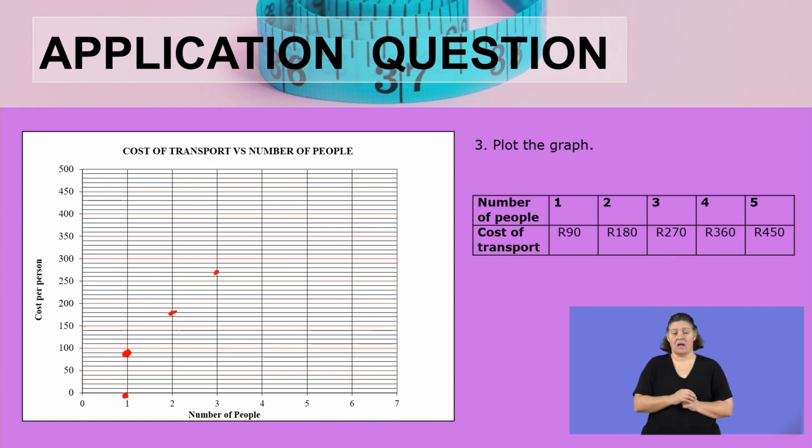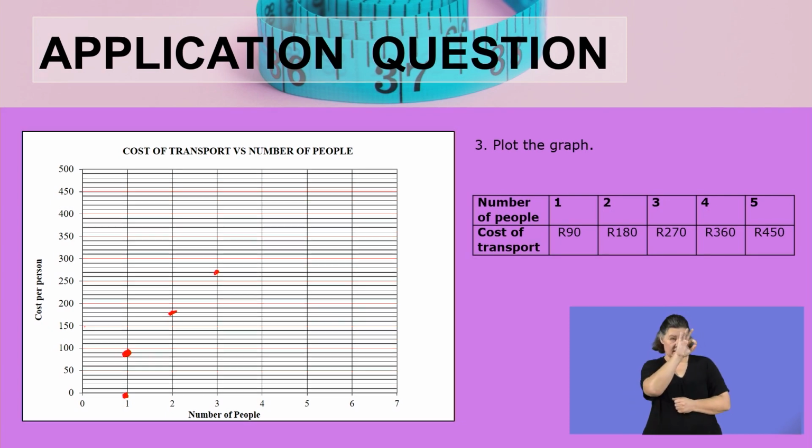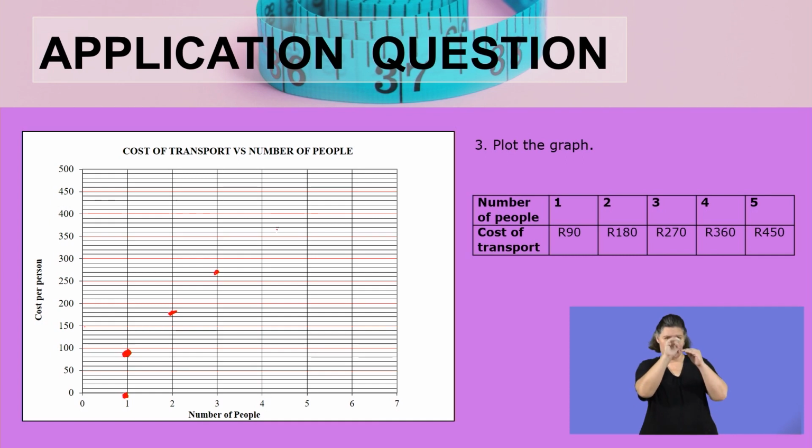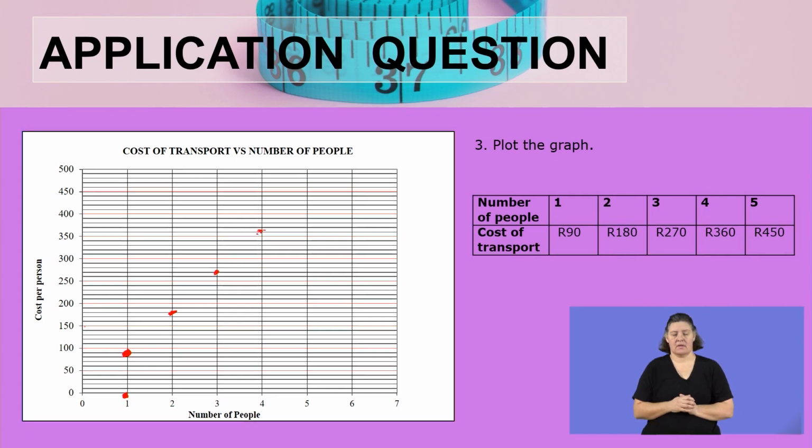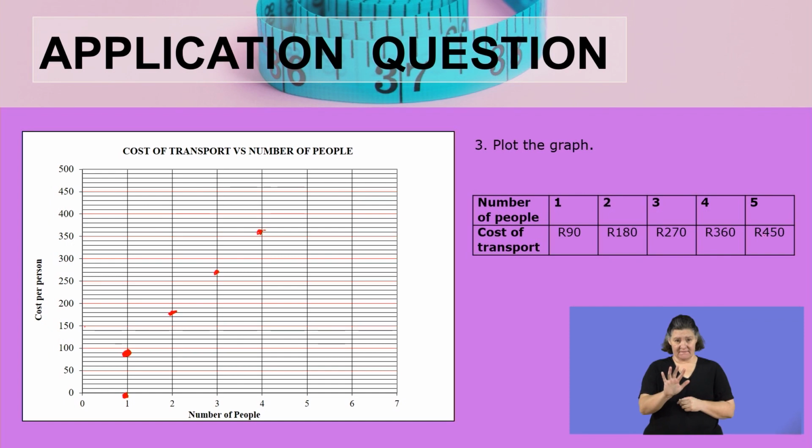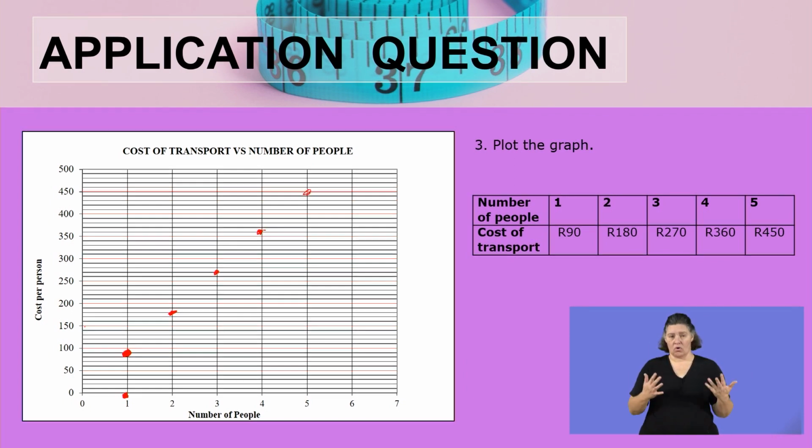And if it's 4, if there are 4, the cost is 360. So you have your 4, and the cost of 360 after 350, just above 350, this line, this is your cost of 360. And finally, if there are 5, the cost is 450, I'm sorry. If there are 5, the cost is 450. This is your point.